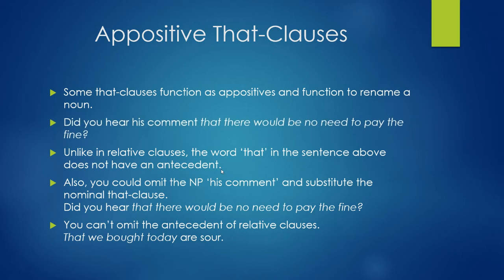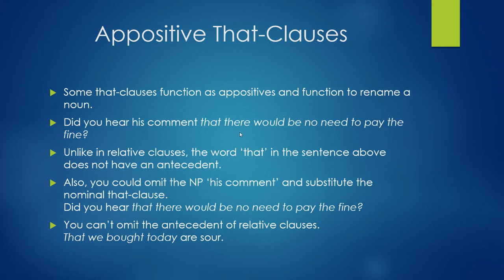Here's an example. Did you hear his comment that there would be no need to pay the fine? So it looks like a relative clause because we have the word that and then we have a noun, but this isn't really the antecedent. The word that there would be no need to pay the fine has no role in this clause whatsoever. So this is actually an appositive that clause, and because you could leave out the word comment, and you could say, did you hear that there would be no need to pay the fine?